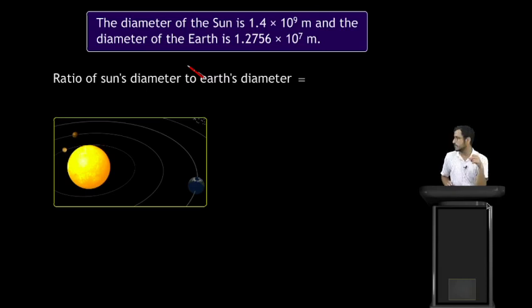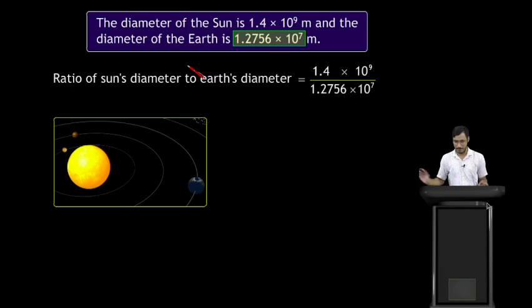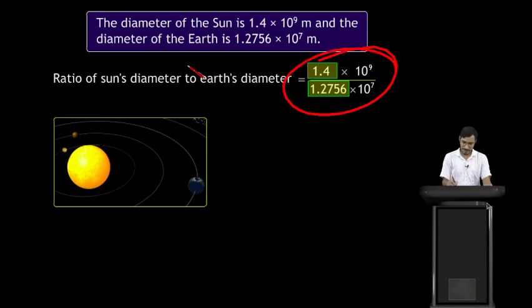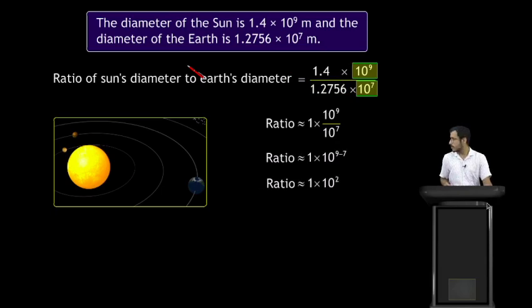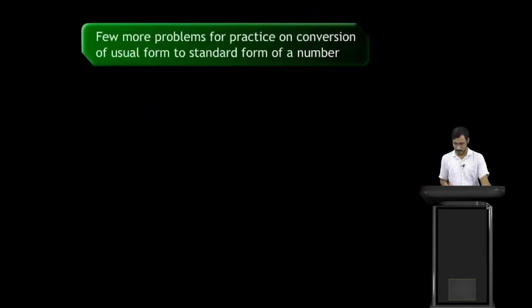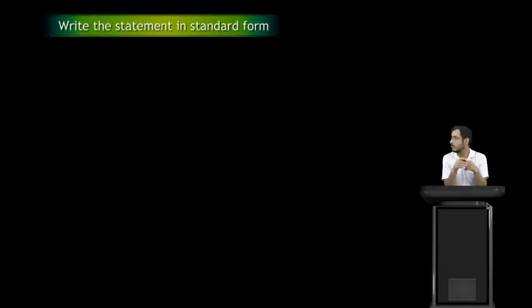So here we find the ratio of sun's diameter to the earth's diameter. You can see the diameter of the sun is 1.4 into 10 to the power 9, and the diameter of the earth is 1.2756 into 10 to the power 7. Now how can we find the ratio? Yes, so here solve the fraction. The ratio is approximately equal to 1, and here 10 to the power 9 and 10 to the power 7, so the difference 9 minus 7 is 10 squared, and definitely that will be equal to 100. So here 1 into 100, that means 100 times. So the ratio is approximately equal to 100 times.